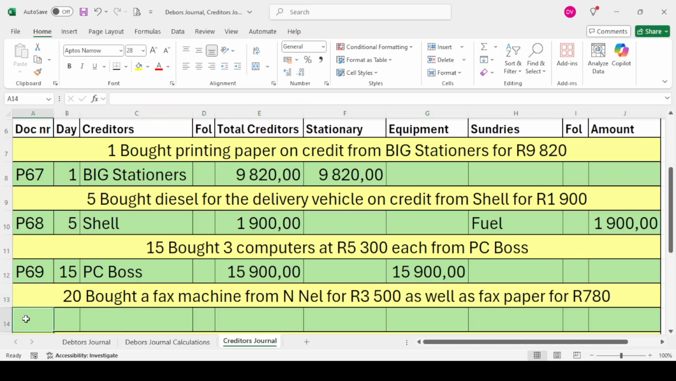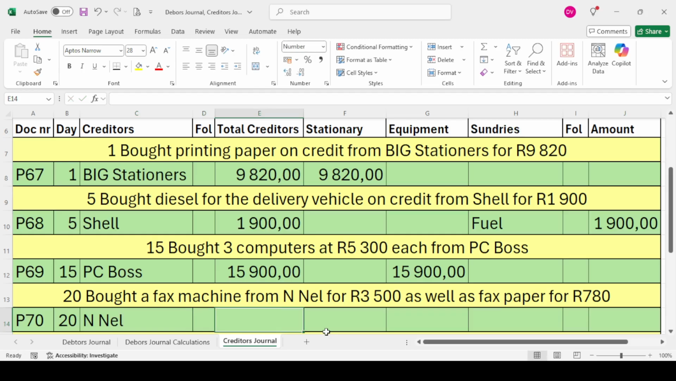We're going to number our document P70. The day was the 20th. Who is the creditor? So guys, it was one creditor, right? We bought a fax machine from NL as well as fax paper. Both of those things were bought from the same person. So our creditor is NL.